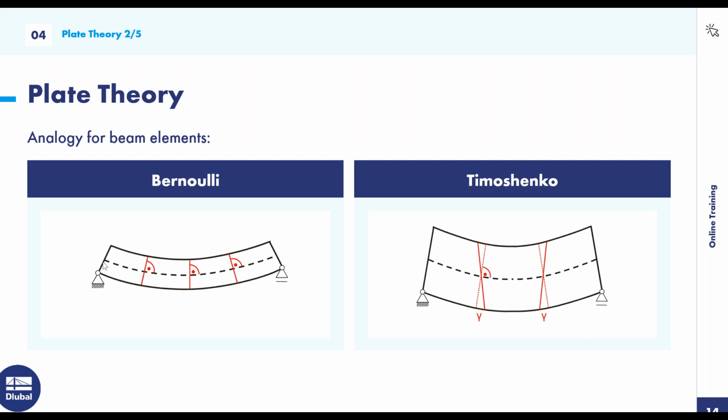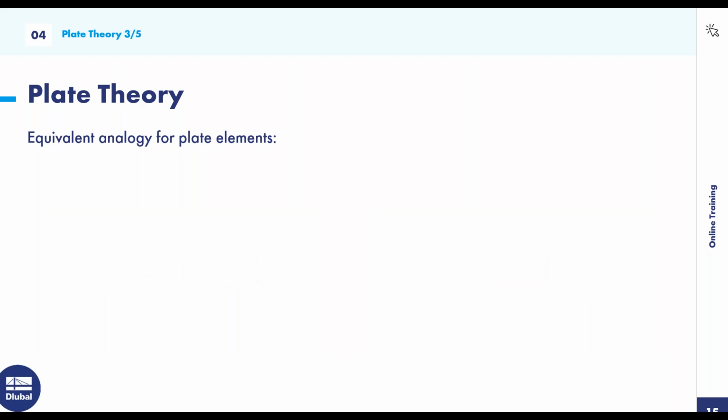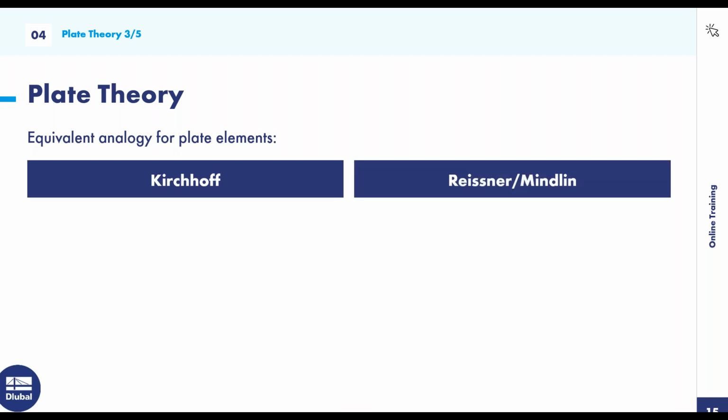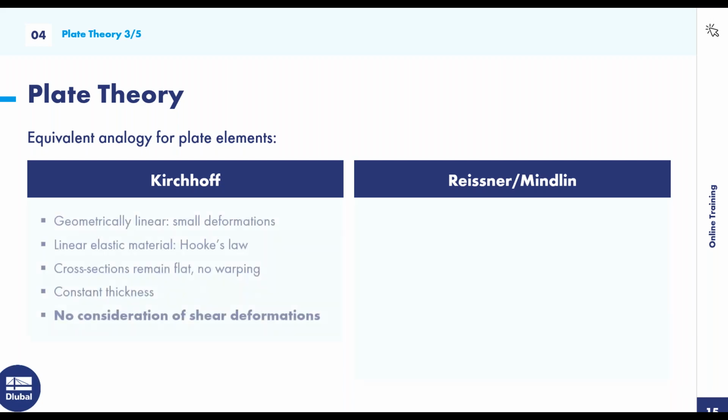Now, knowing these two theories, we can apply the same idea to our plate elements, or to plate theory. A theory similar to Bernoulli's for plates is Kirchhoff's theory, and similar to the Timoshenko theory is the Reissner-Mindlin theory, and this works the same way for plates. The assumptions for the Kirchhoff theory are listed here. Basically we're assuming small deformations and that they are linear deformations. Also, we're assuming that the material used is linear elastic, so using Hooke's law. We're also assuming that the cross sections remain flat with no warping, and that the plate has constant thickness. And then the major assumption is that there is no consideration of shear deformations.